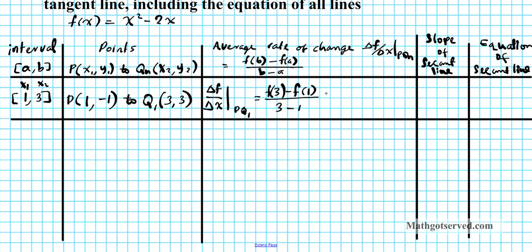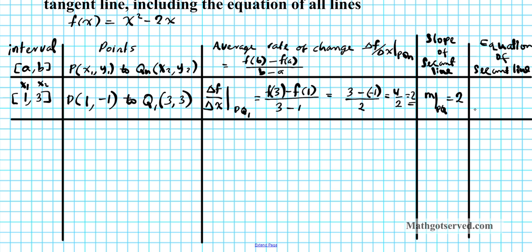Okay? f of 3, we already know what f of 3 is, what you get when you plug in 3 into the original function. f of 3 is 3 right here. So let's put that down. f of 3 equals 3, minus f of 1, which is negative 1, divided by 3 minus 1, which is 2. All right, if we work that out, 3 minus negative 1 is 4. So we have 4 over 2, which is 2. So the final answer is going to be 2. Okay, so the slope of our secant line, the slope of PQ, is simply going to be 2.